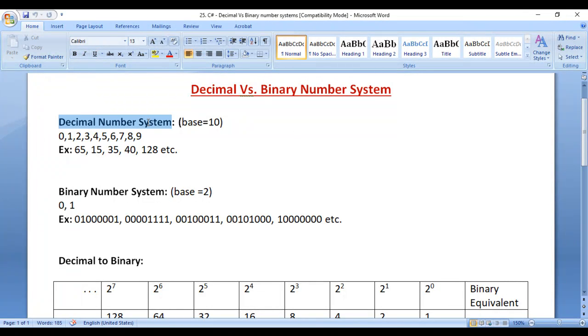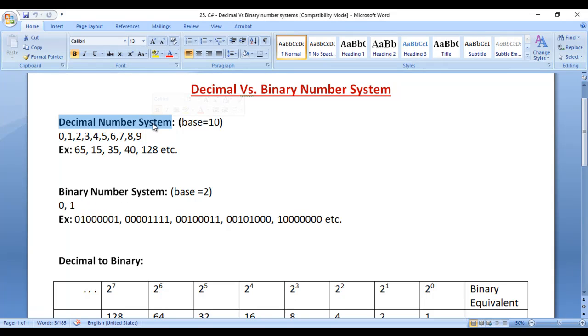In decimal number system, we have 10 digits. Deci means 10, guys. Whereas in binary number system, we have 2 digits. Bi means 2. In decimal number system, we have 10 digits. They are 0, 1, 2, 3, 4, 5, 6, 7, 8, 9. Whereas in binary number system, we have only 2 digits. They are 0 and 1.